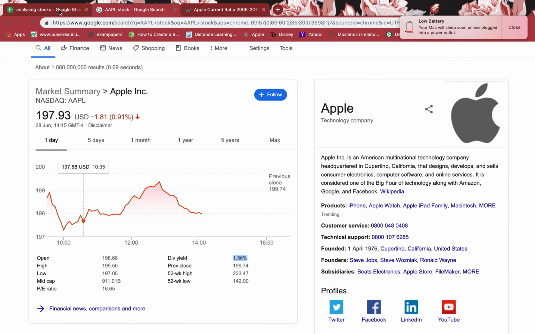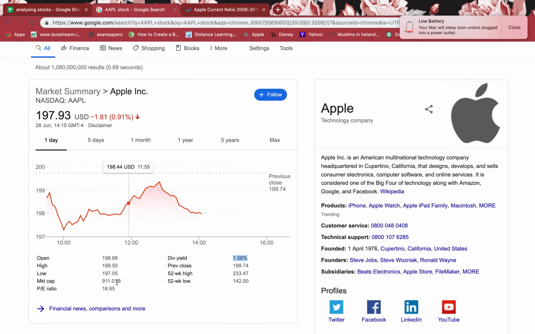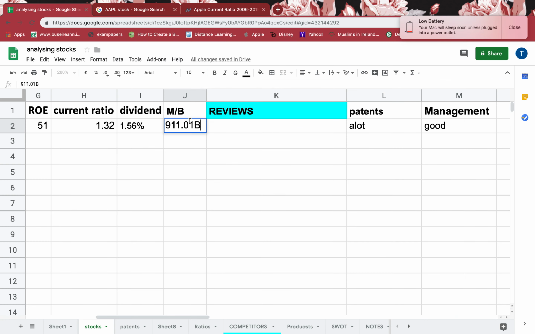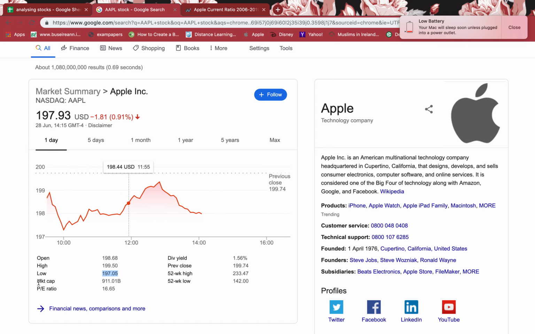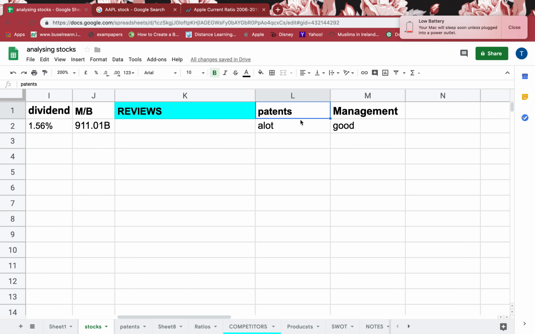Then the next thing is market cap. So how big is the firm? It's in billion, million, or whatever. That shows how big the firm is. Apple is in billions. Okay, so you can just have a look from here. It's straightforward. And then you can just have a look at the patents.